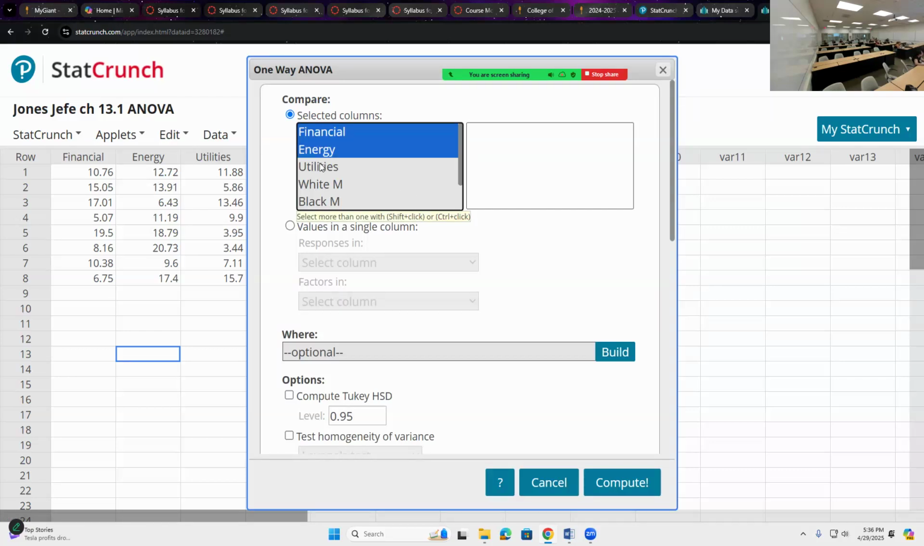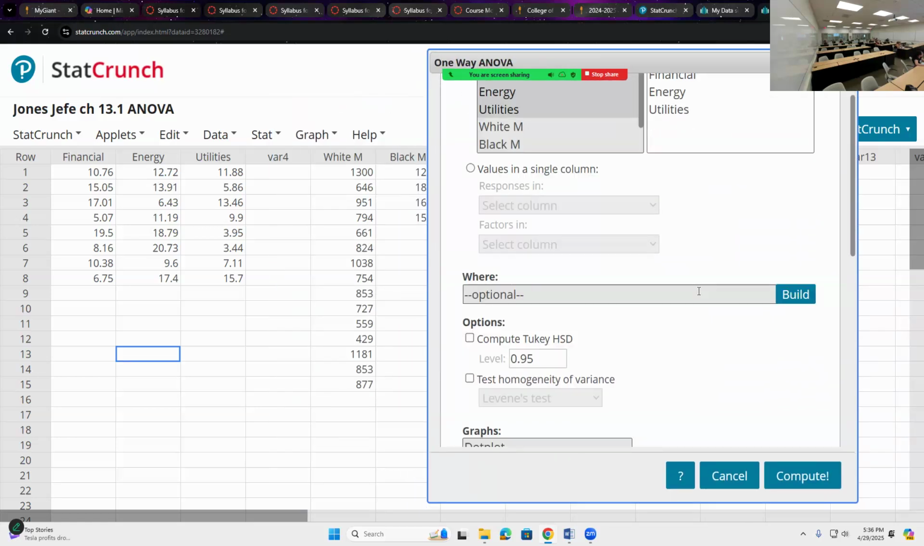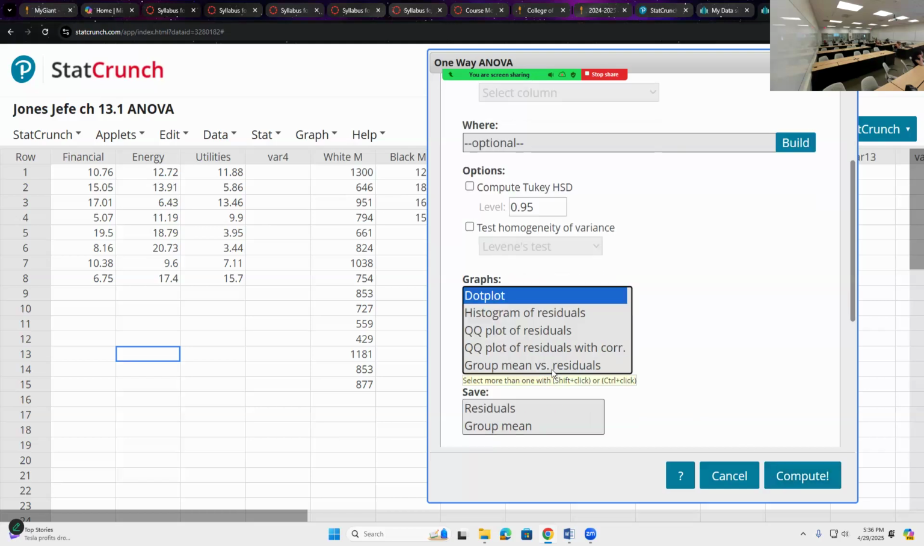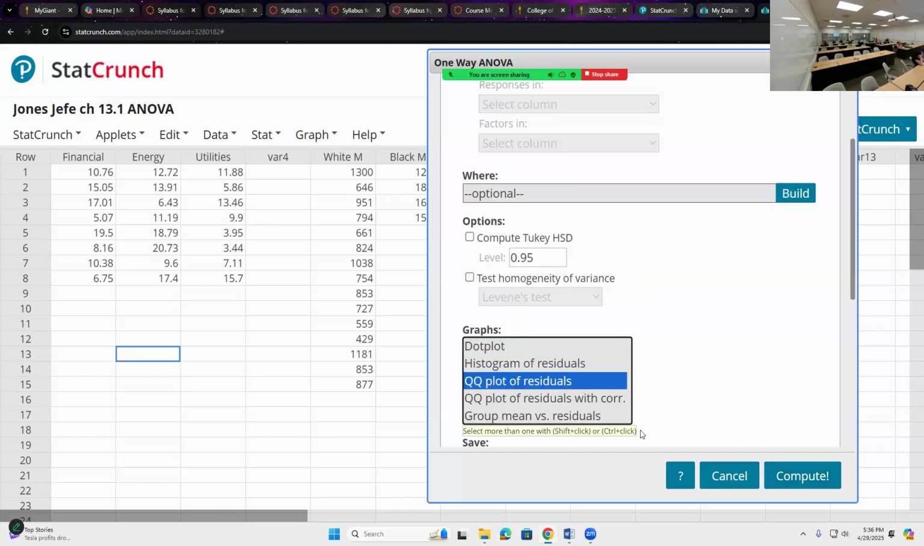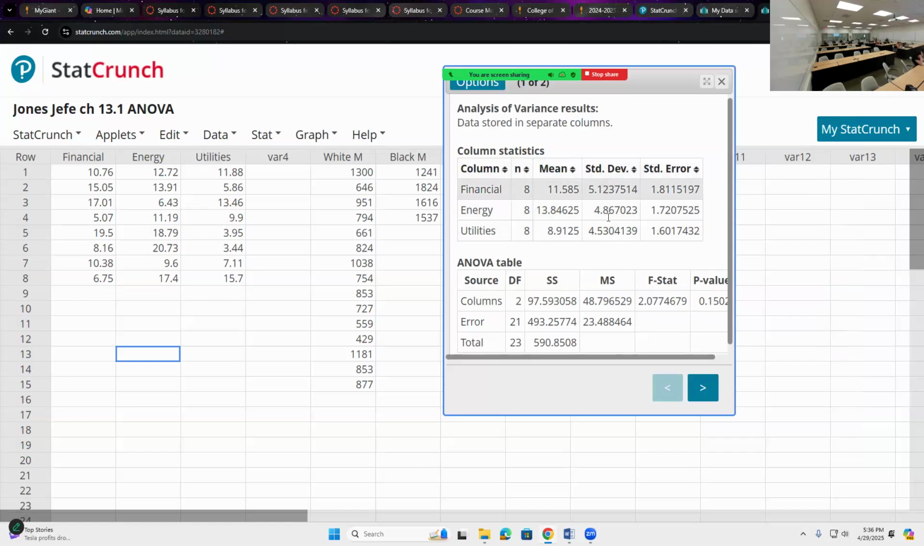We're gonna pick the three columns that we wanted. And I'm gonna see if this just shows me what I need to check for anyways. Let's throw the dot plot and the QQ plot, can I do more than one? Let's do the dot plot for now. No, not dot plot. QQ plot. It does show us our standard deviations. That's good.